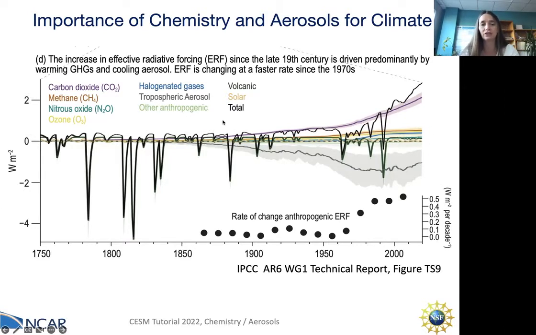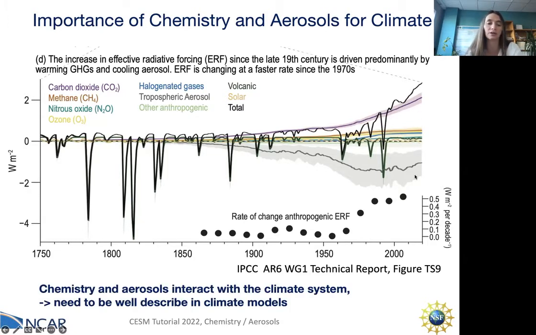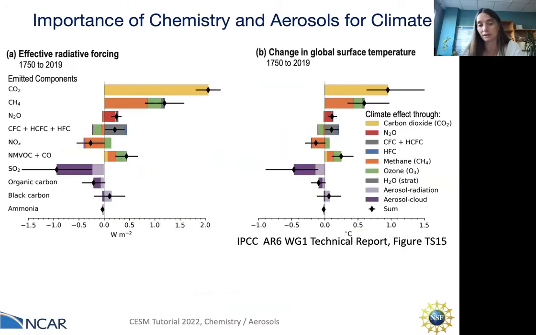In addition, of course, the tropospheric aerosols actually do show a negative forcing with a large uncertainty. So they counter the current warming of the greenhouse gases. And so it is very important, if we want to understand climate change and what the future will bring for us, that we simulate aerosols in the climate system and describe them well in the models. So both chemistry and aerosols are important.